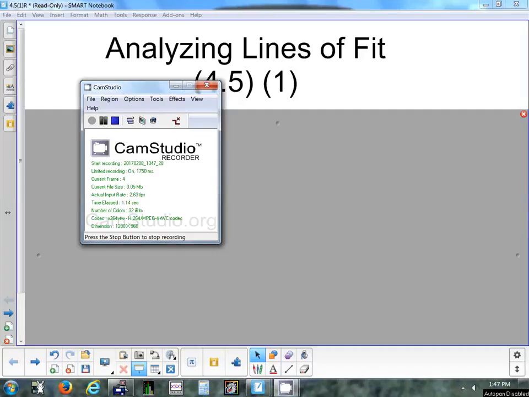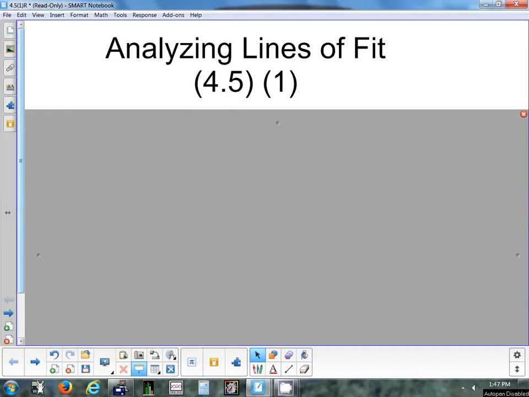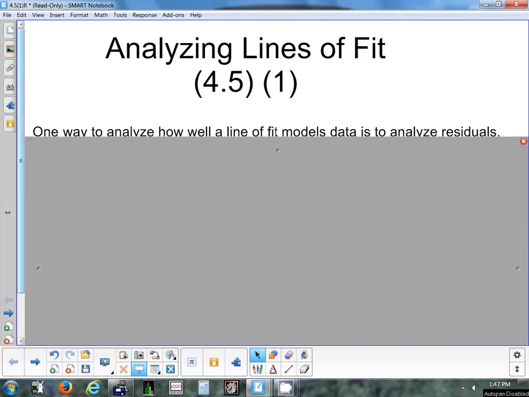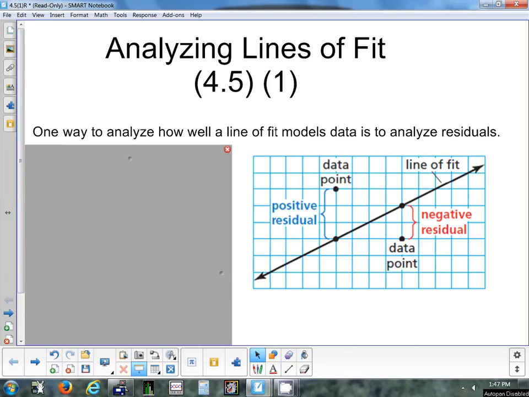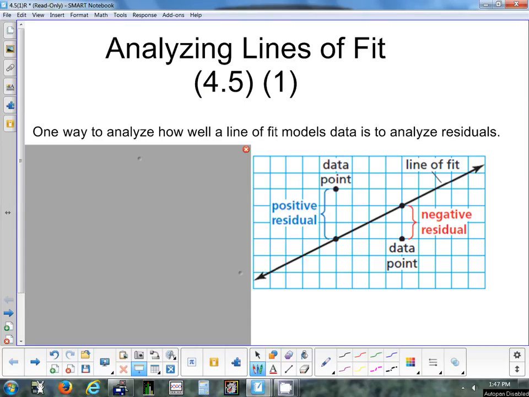All right, so we're going to take a look at section 4.5. We're going to look at it in 2 days. And first thing I think I'm going to show you is just a diagram, which you already have on your notes. But the idea here is these 4 points, they're a scatter plot.